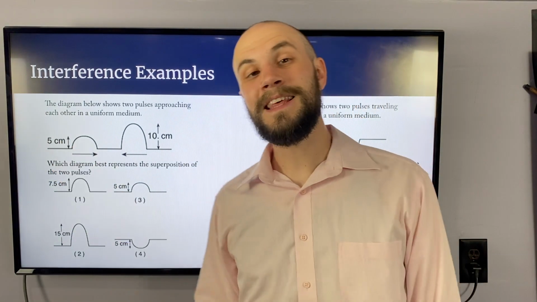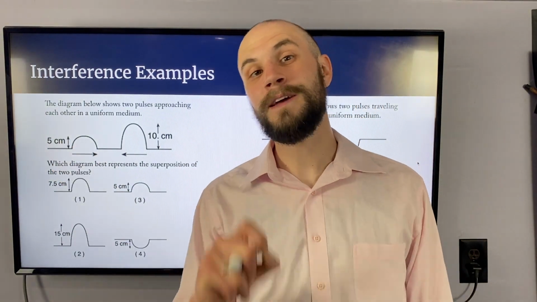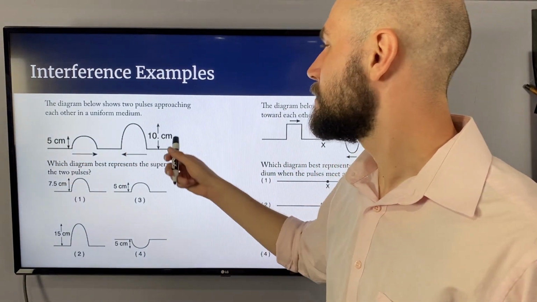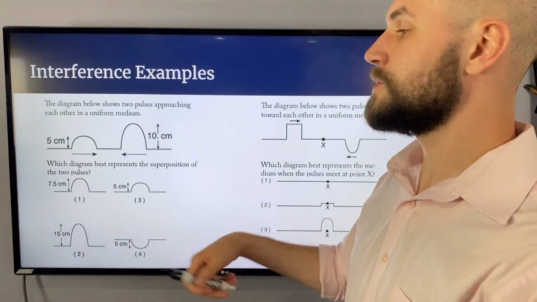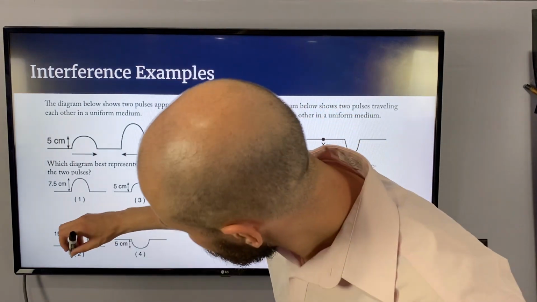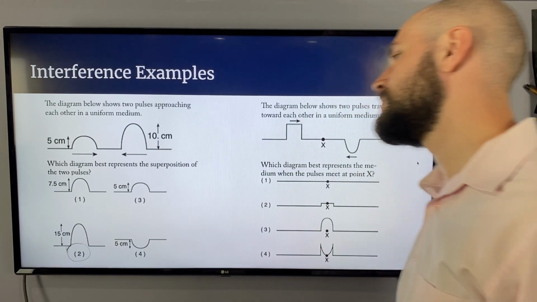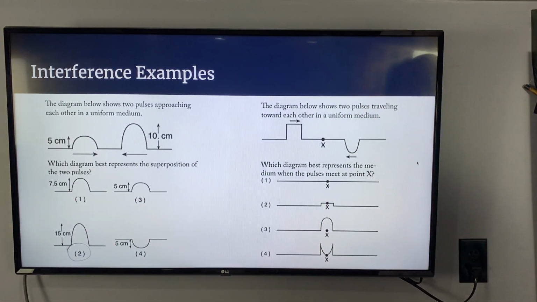Well, if the superposition is the algebraic sum of the two pulses, we have a 5 centimeter pulse here and a 10 centimeter pulse here. They're both upwards, so they're both positive numbers in these cases. The correct answer is choice 2, 15 centimeters.